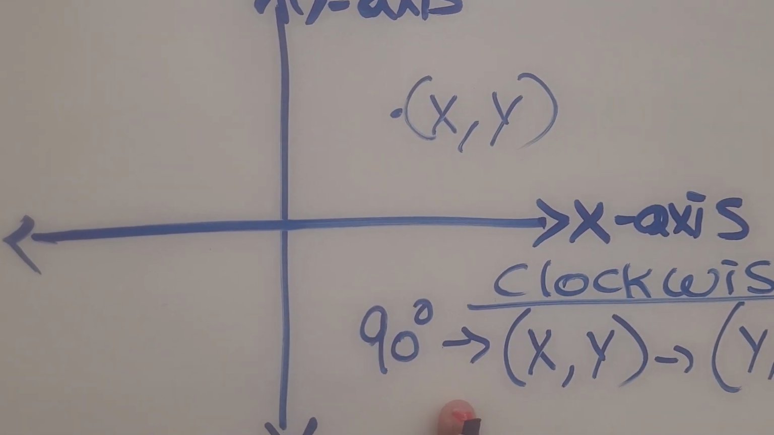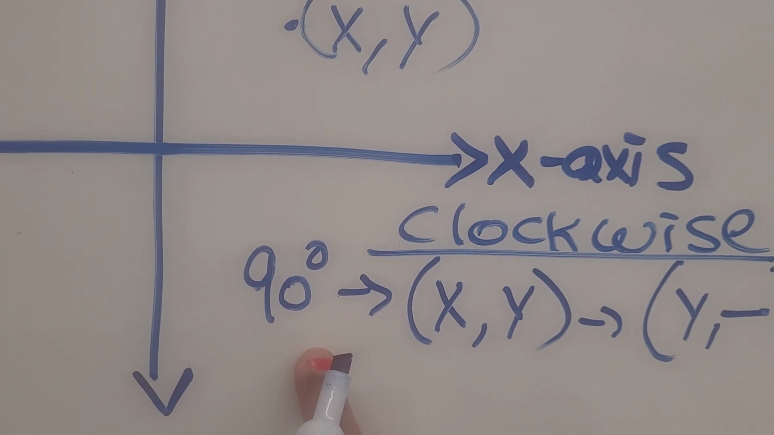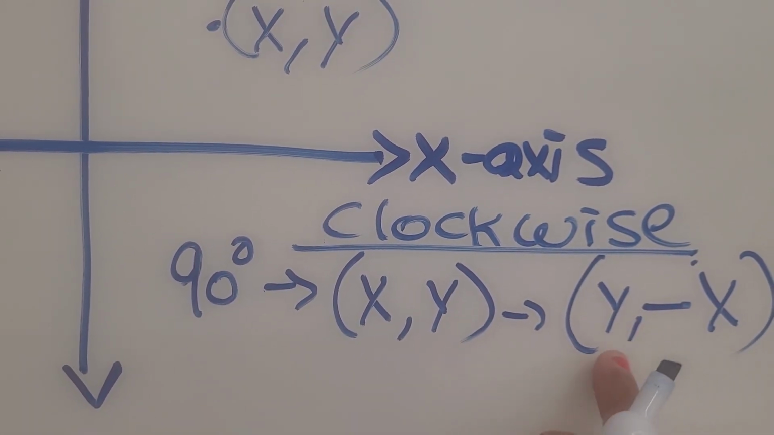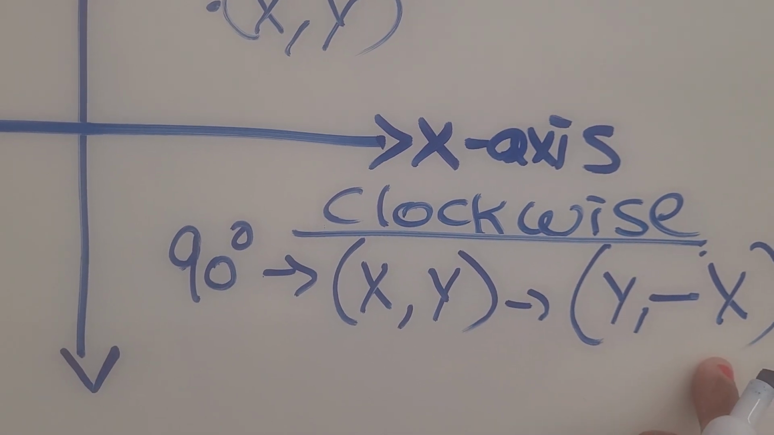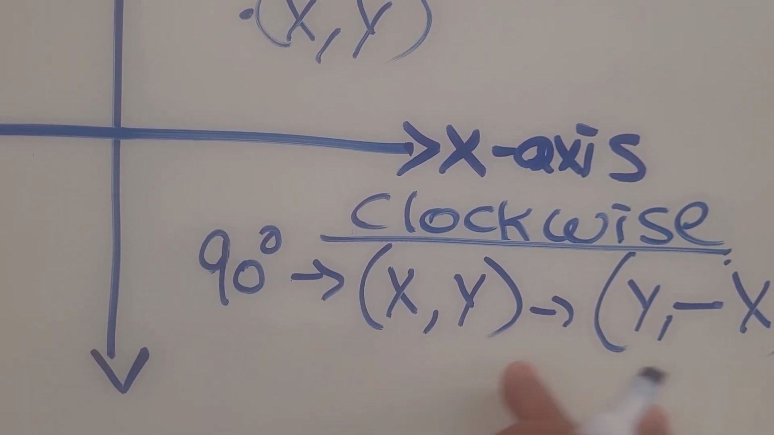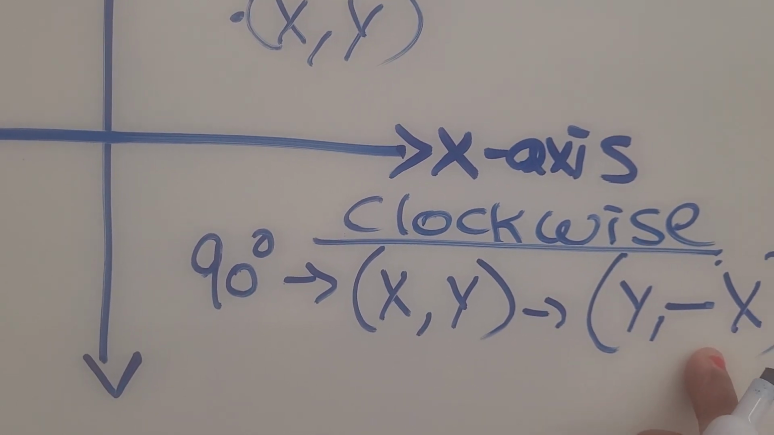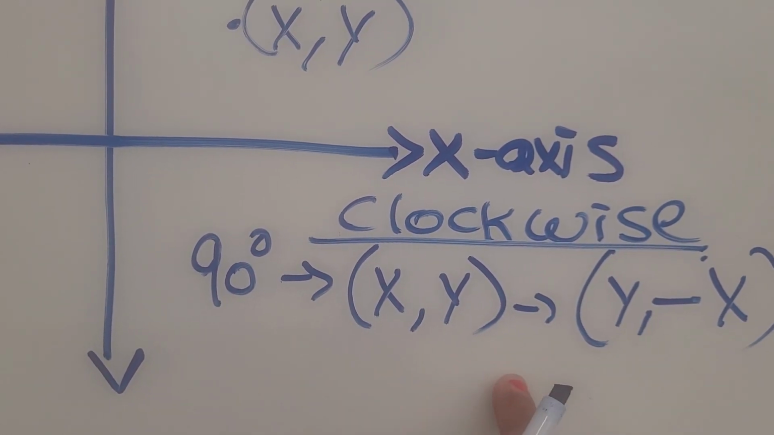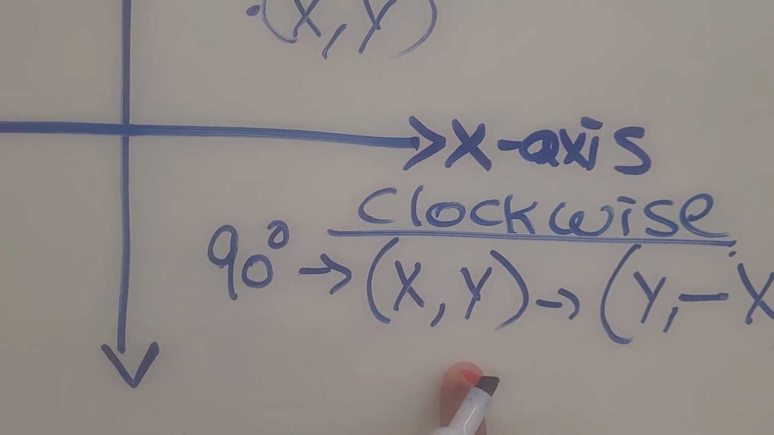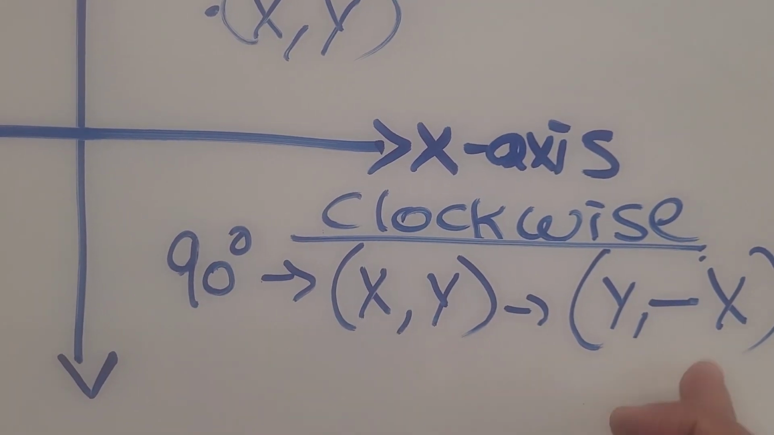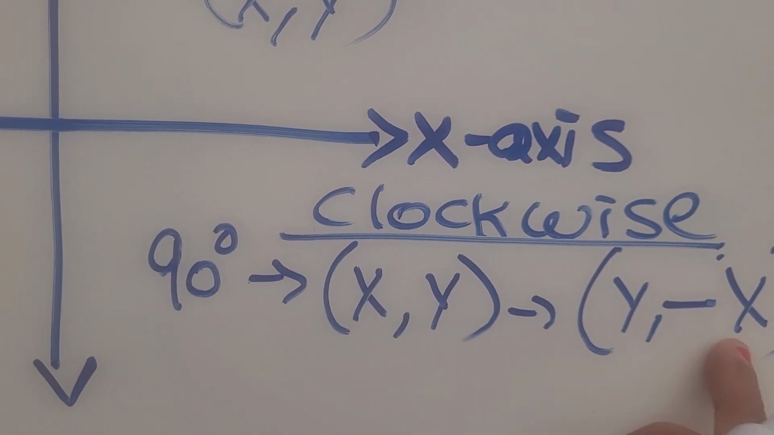Okay, so for 90 degrees, if a given point x comma y needs to be rotated 90 degrees, I need to interchange my x and y coordinates. So I have to take y and x, interchange the ordered pair, and then put a negative sign for x. So this is the rule that I need to apply for rotating the coordinates 90 degrees: x comma y, interchanging the coordinates to y comma x and applying the negative sign to the x coordinate.